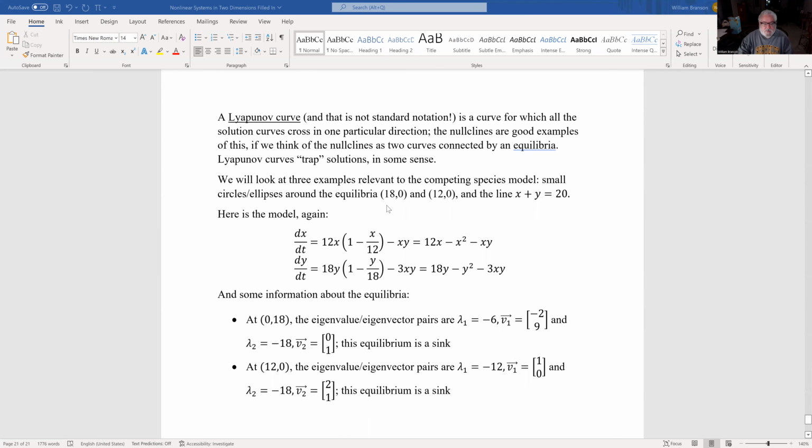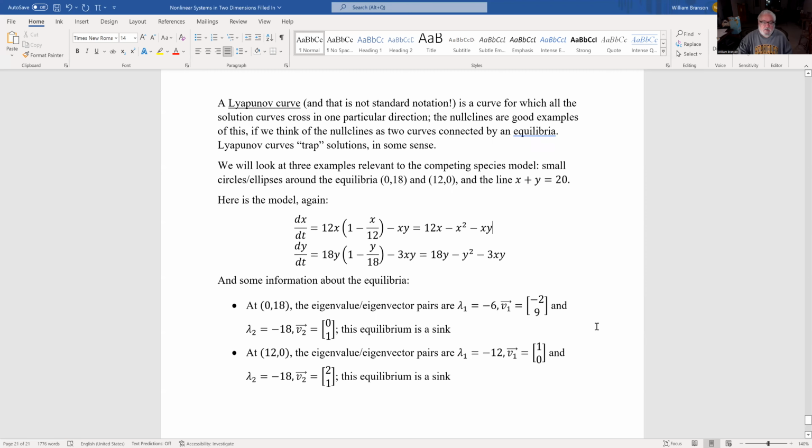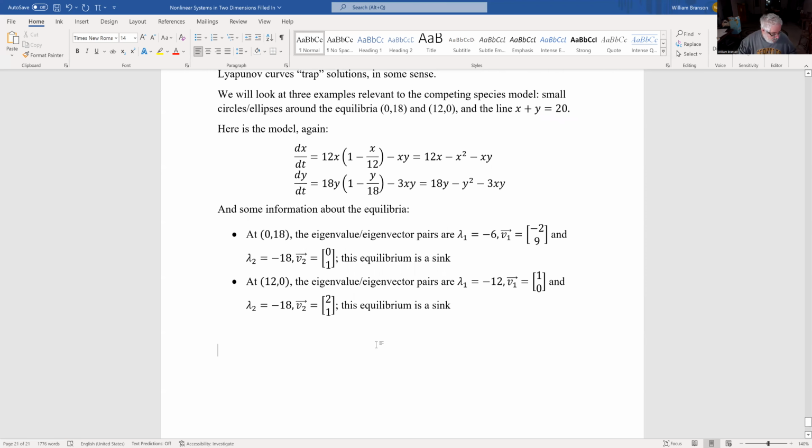So we'll look at three examples. We'll look around the equilibria 0,18, oops, that's not 18,0, that's supposed to be 0,18, and 12,0 in the competing species model. Here's the model again. And we'll also look at the line x plus y equals 20. And we had some information about the equilibria, which is here, which we will use in a bit.